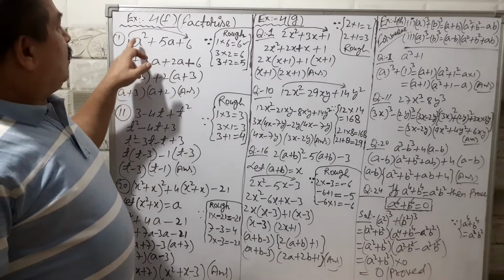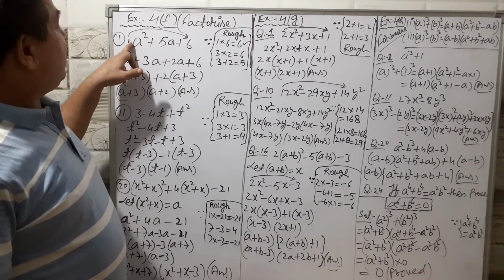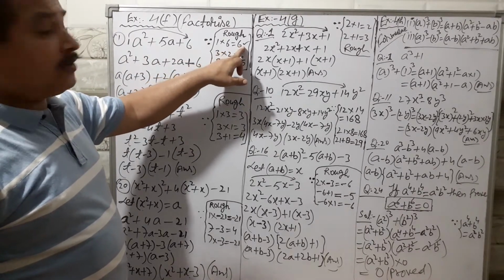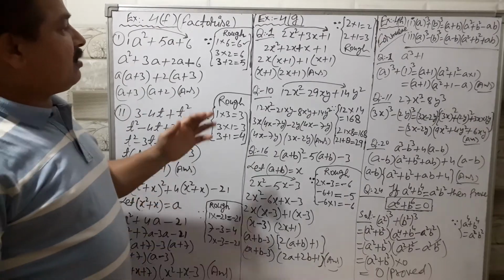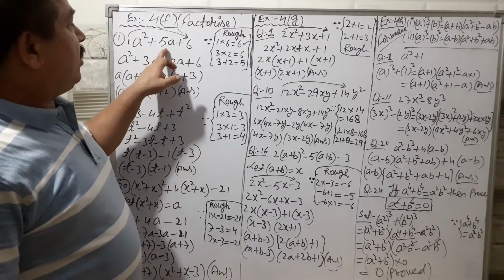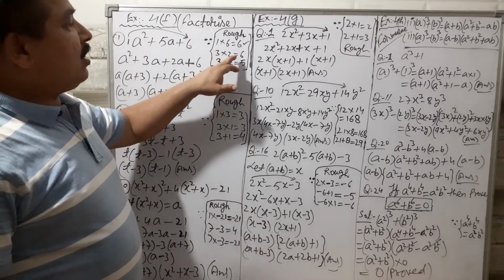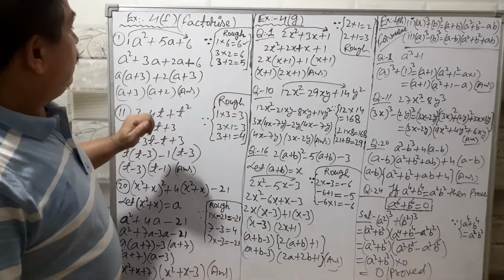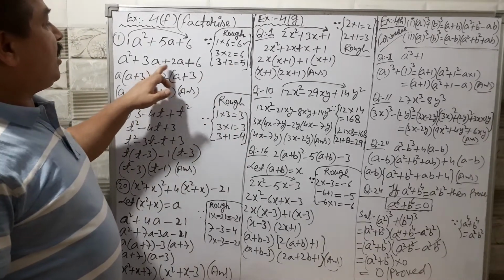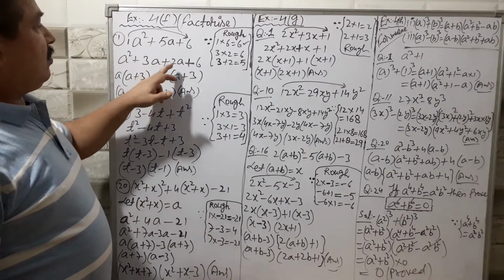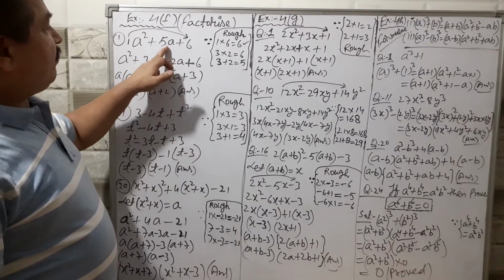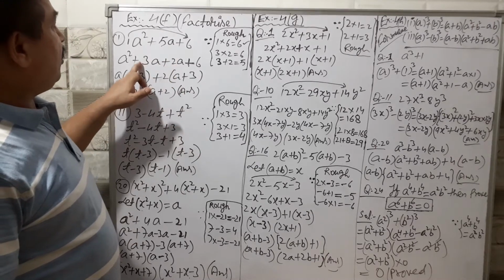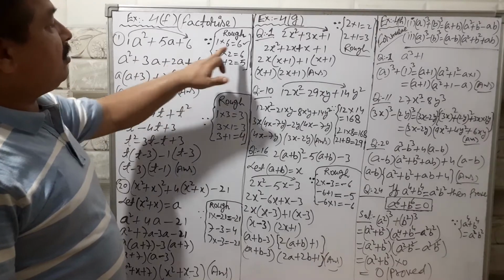See here. The first coefficient is 1 and the last number is 6. 1 into 6 becomes 6. Now find such factors of 6 which give us the middle term 5. So 3 times 2 is 6 and 3 plus 2 becomes 5. So 3a and 2a, you will take; 3a plus 2a becomes 5a. So this is the splitting method. This 5a can be written as 3a plus 2a. Positive 3 and positive 2 multiply to give us positive 6.